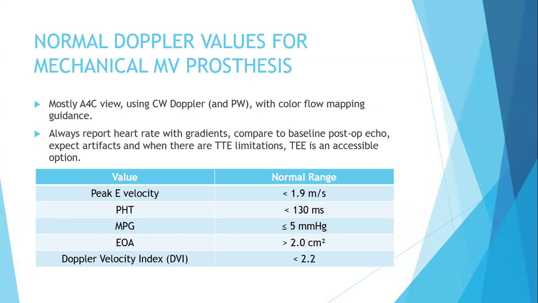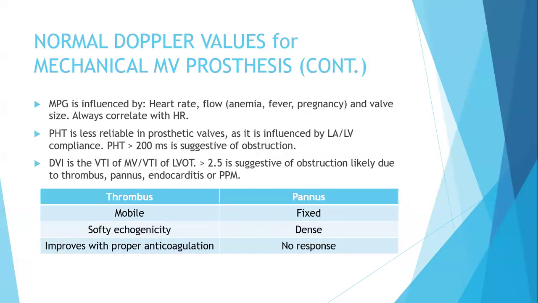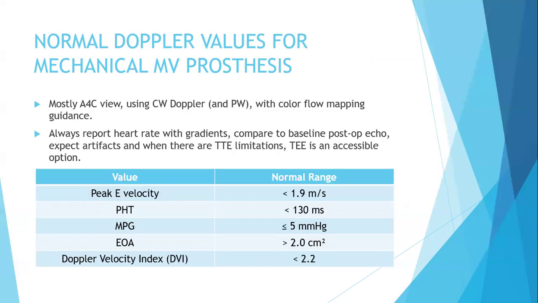The peak velocity of less than 1.9, this is the normal value. The pressure half time of less than 130, the mean pressure gradient of less than 5, the effective orifice area of more than 2 centimeters square, and the DVI of less than 2.2. Always report.